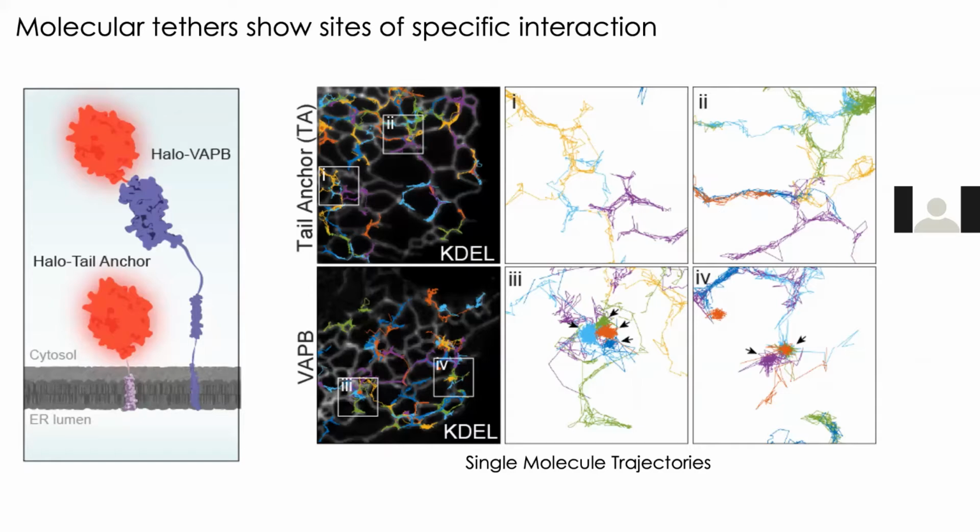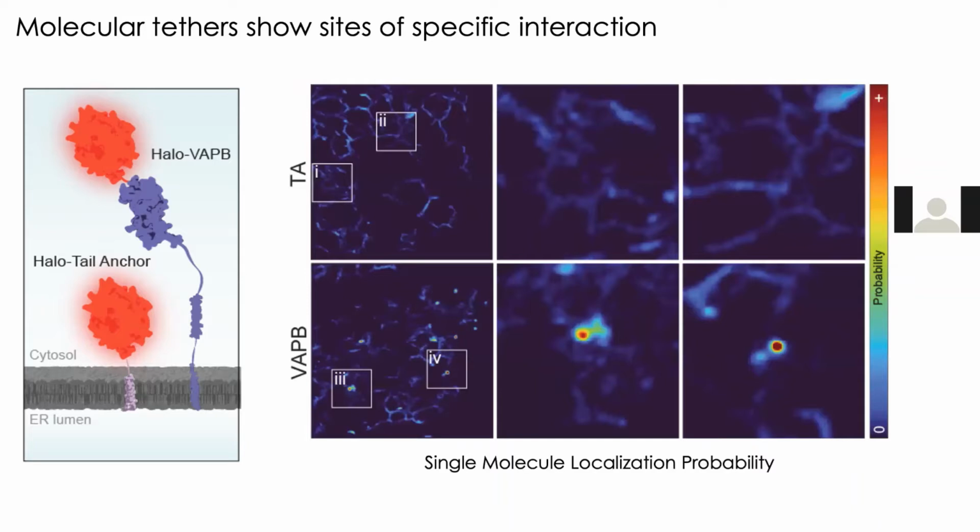However, if you do this with this canonical ER to mitochondrial tethering protein, VAPB, you start to see lots of regions of putative interaction, as visualized by very tightly clustered trajectories that we've indicated with these black arrows here. This is most easily visualized or quantified by simply looking at the probability of finding a molecule within a defined time window. And when you perform this type of analysis, you can derive probabilities of molecular localization over time.